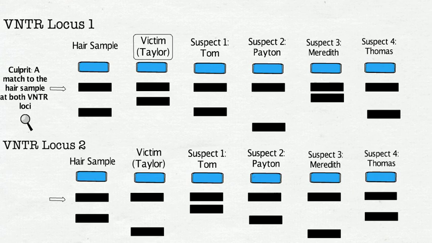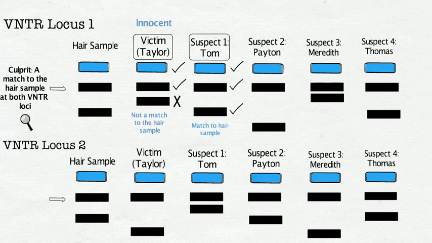First, we must rule out that the hair is the victim's, since the victim had been at the crime scene. The victim's DNA fingerprint is not an exact match to the hair sample. This means that Taylor is innocent. Our first suspect, Tom, is a perfect match for the bands that match the hair sample. This makes him a prime suspect. However, we cannot rule him as the culprit without looking at locus 2.